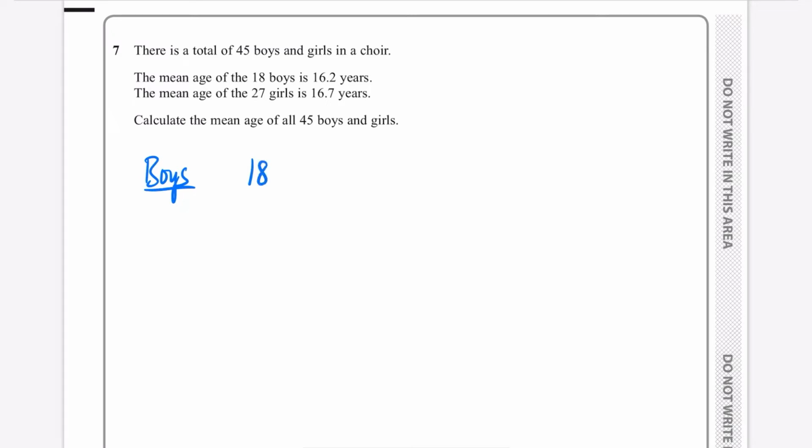and we know that each of them has an age on average, a mean average of 16.2. So to go in reverse, we do multiplication. Remember with mean, you normally divide by 18 at the end. So we're going to take the mean and we're going to multiply it by 18.